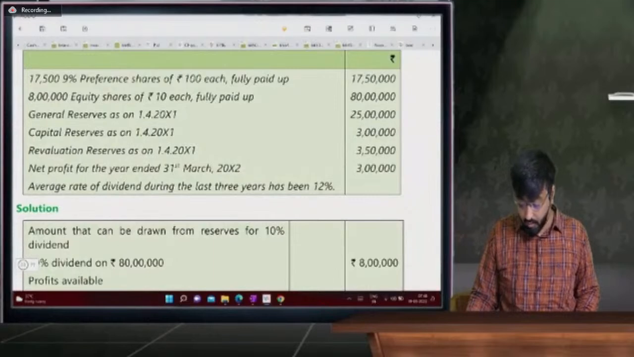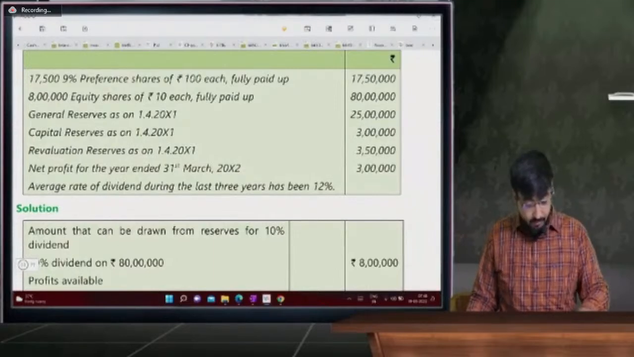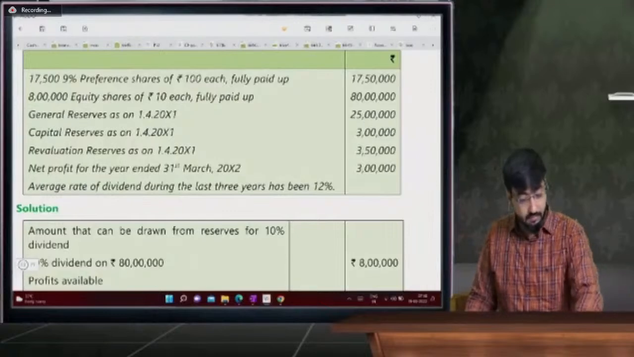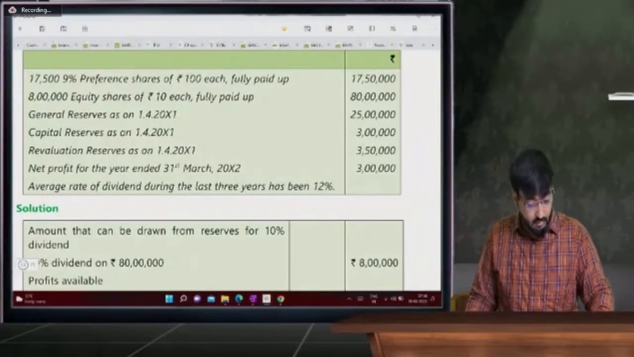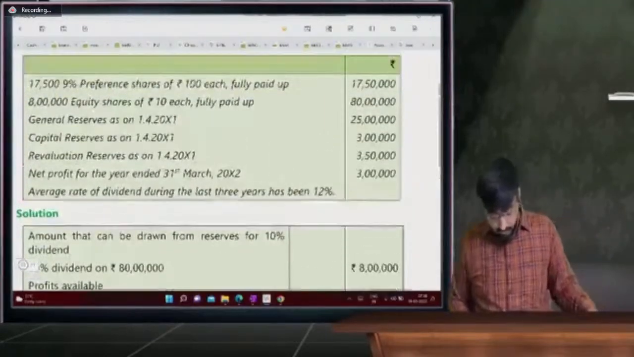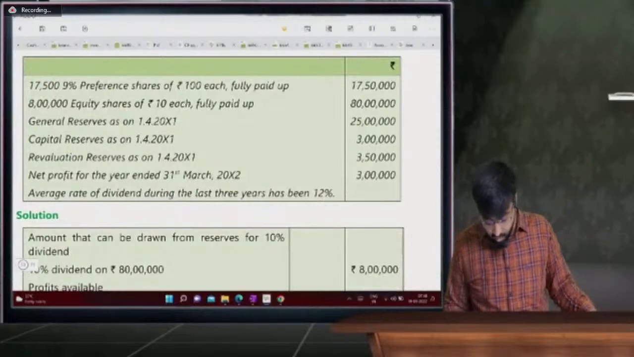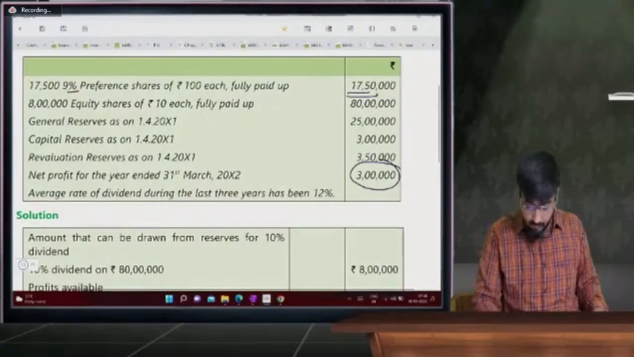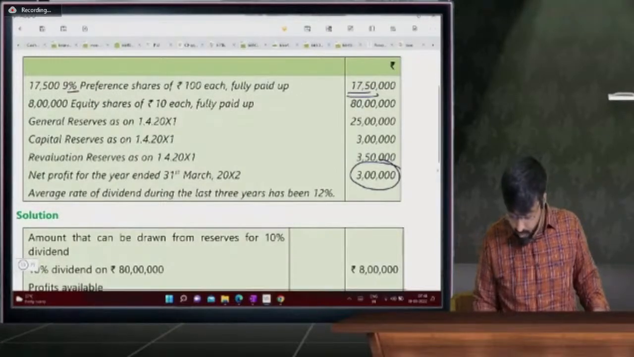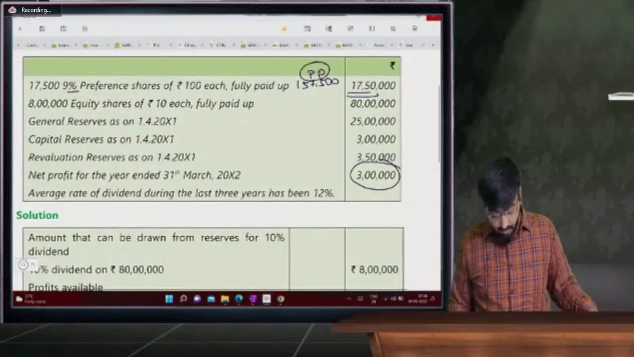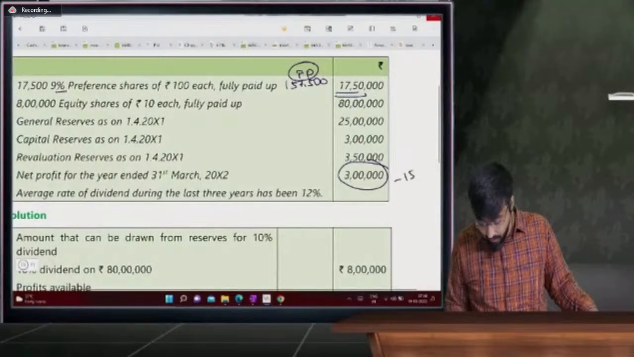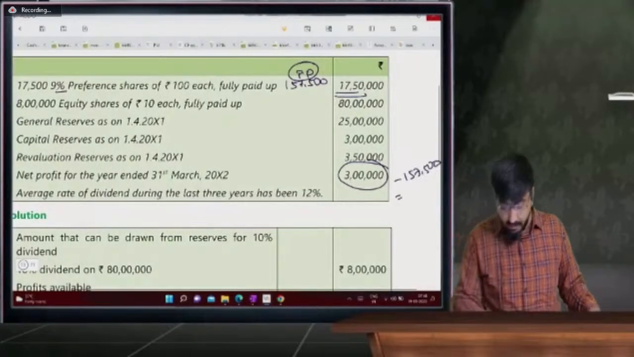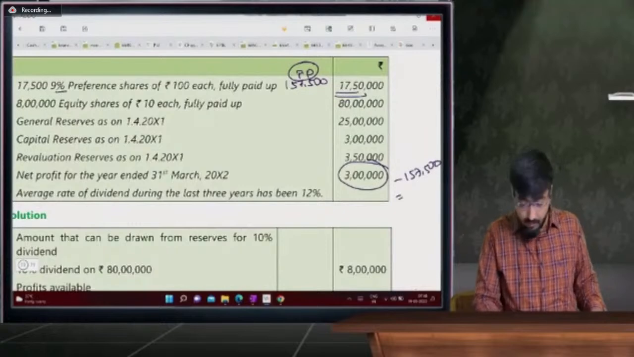So, here you have to deduct that profit already. Yes, understood very well. So see, beta, the answer is very easy. First, the 9% preference dividend is already there. Net profit is 3 lakhs. So 9% into 17,50,000 is 1,57,500, the preference dividend. So from the net profit, first we will minus 157,500. Correct? 3 lakhs minus 157,500.